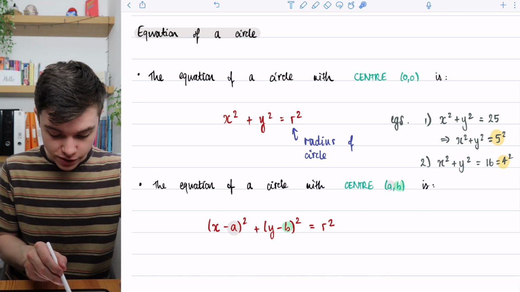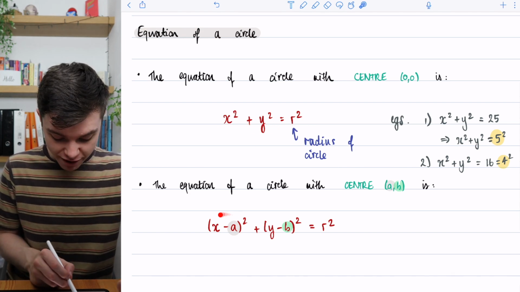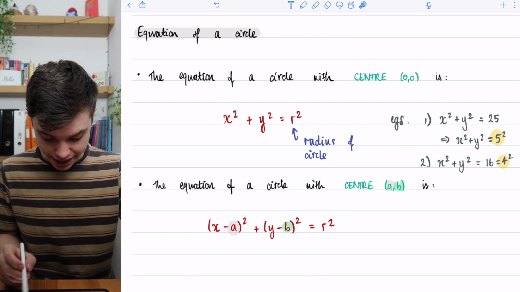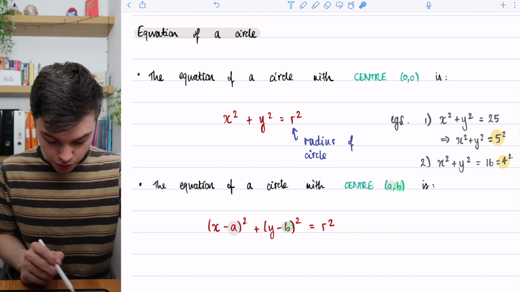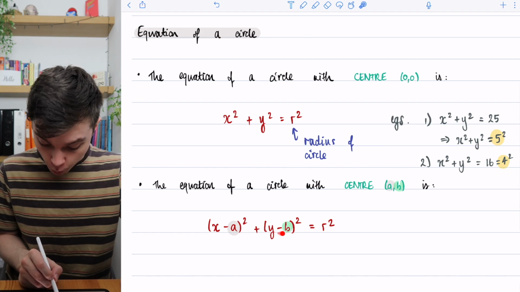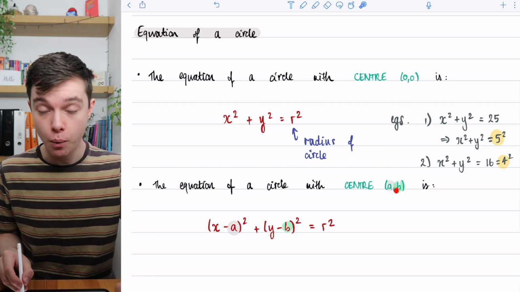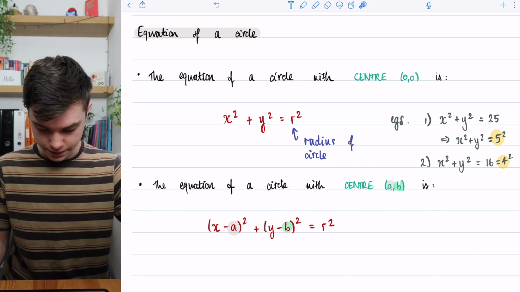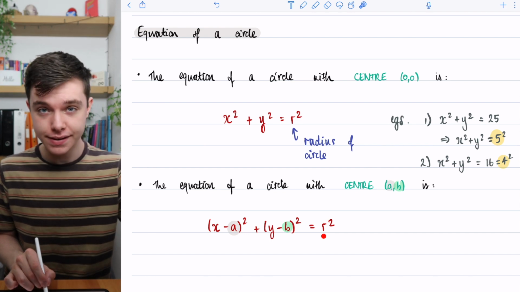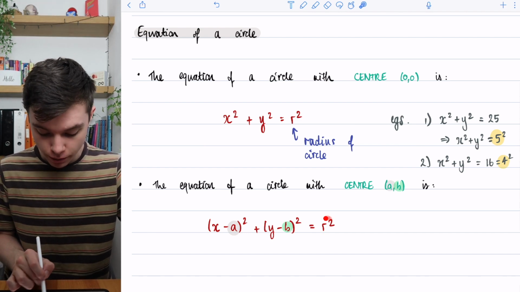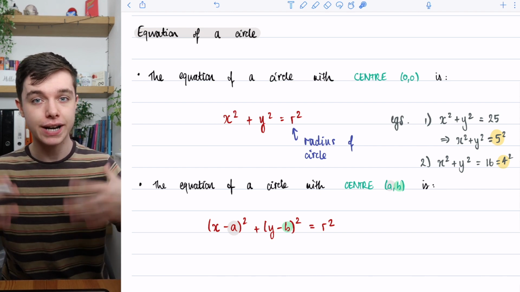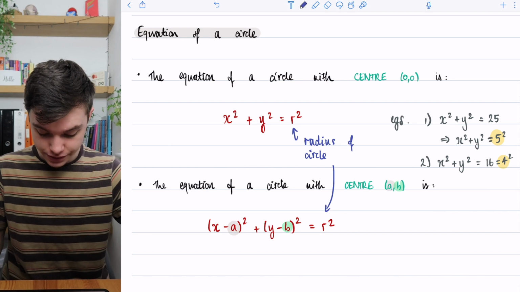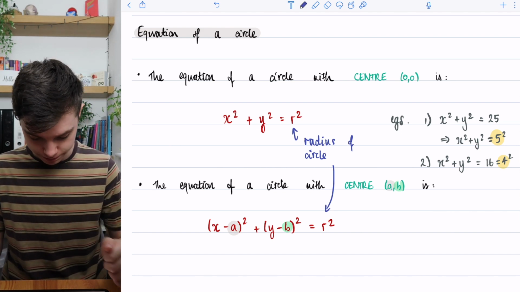So all we do is the same thing here, but we have brackets and we take off the x coordinate of the centre, x minus a, and we square that. Then we take off the y coordinate of the centre, we square that, and that's equal to r squared. Again, r is the radius of the circle, so r squared is the radius squared.